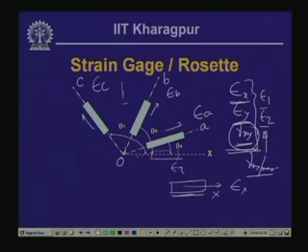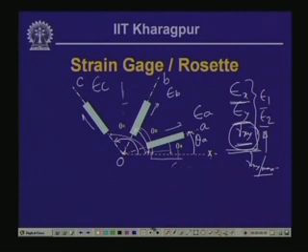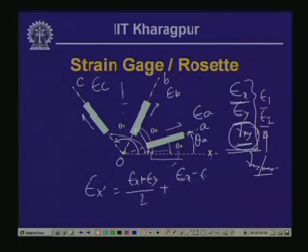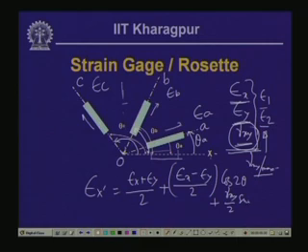Now, let us assume that the direction OA is oriented at an angle of theta A with reference to the x axis, and likewise OB is oriented at an angle of theta B with reference to the x axis, and OC is oriented at an angle of theta C with reference to the x axis. Now, if we have this information, then if you remember, we had calculated the transformation equation, which is epsilon x dash equals epsilon x plus epsilon y by 2, plus epsilon x minus epsilon y by 2 cos 2 theta, plus gamma xy by 2 sin 2 theta.